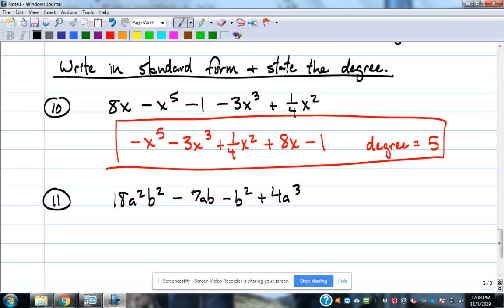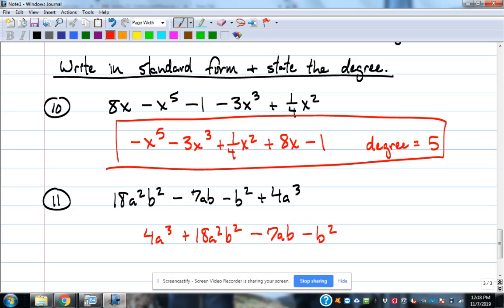So what would come first for descending order on this one? 4a to the third, or 4a cubed, whichever way you want to say that. Next, 18a squared b squared, minus 7ab, and then minus b squared. Okay, so again, the b's don't really matter what order they're in. We're going by a for descending order.